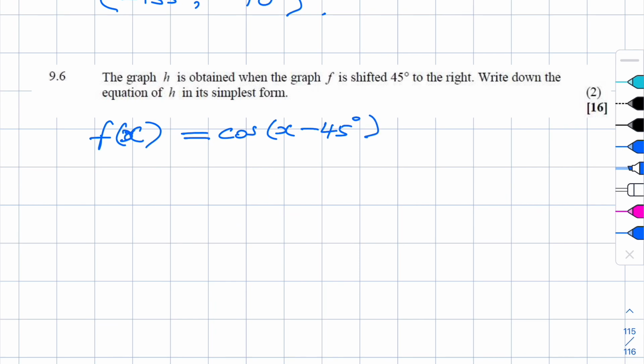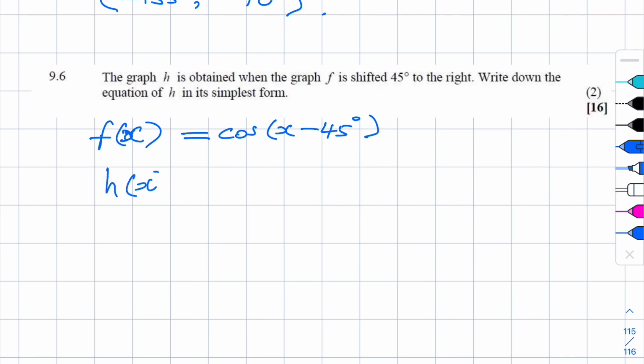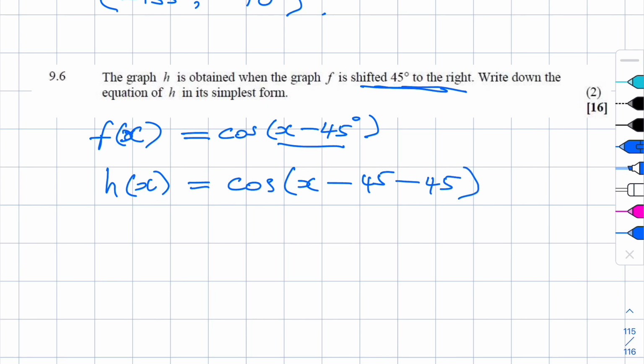Now, in order to get the graph of h, we have to take this graph and shift it 45 degrees to the right. And remember, if you are shifting to the right, you will have to subtract 45. If it was left, you will add 45. So h of x is going to be cos (x minus 45), and then we subtract another 45 because this is going to the right. That will be cos (x minus 90).